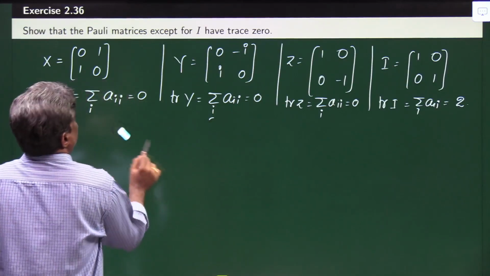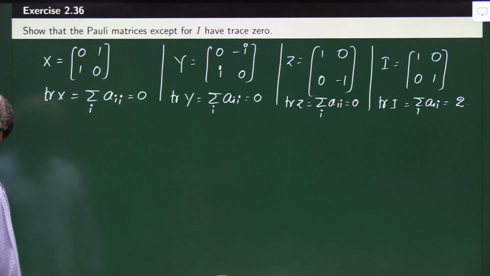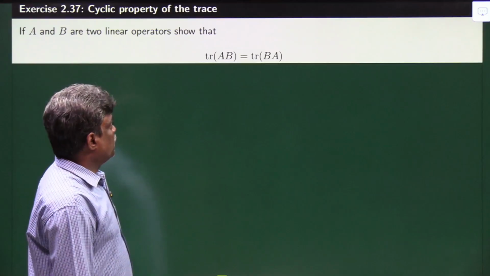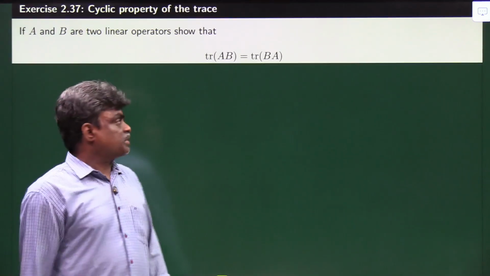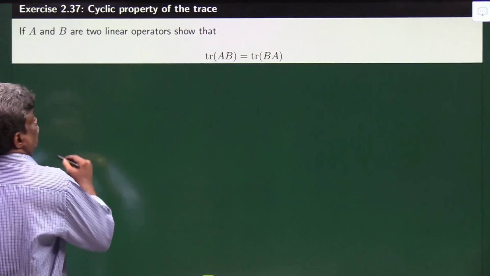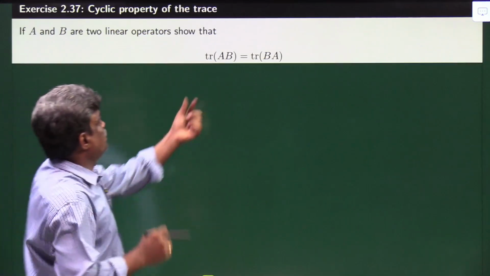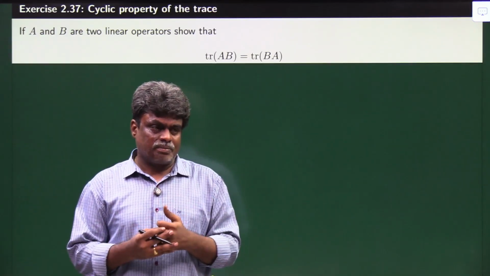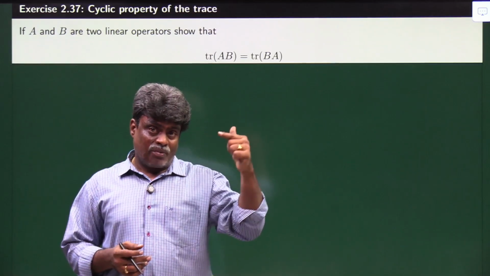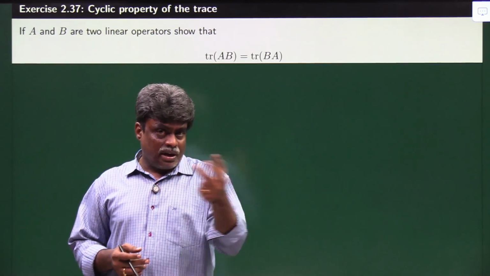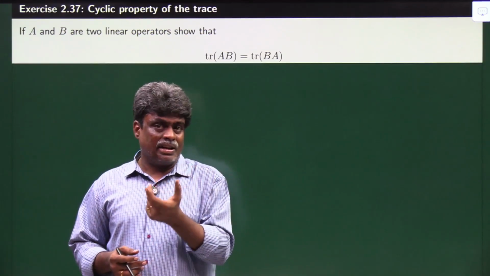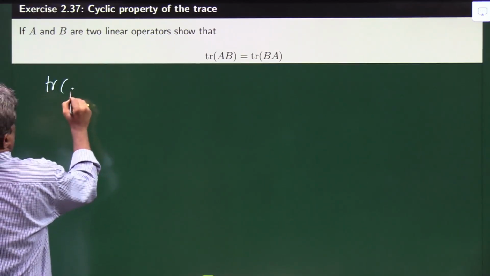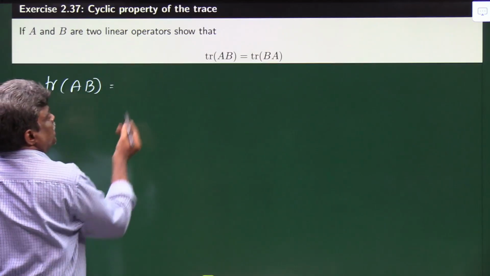Right. And the next question is: if A and B are two linear operators, show that trace of AB equals trace of BA. Okay, fine. Now, first let us write how to write this trace. Trace of any matrix is the sum of diagonal elements. What are diagonal elements? A11, A22, A33, if A is the matrix. What are A11, A22, A33? Matrix elements.